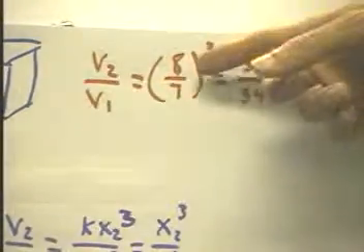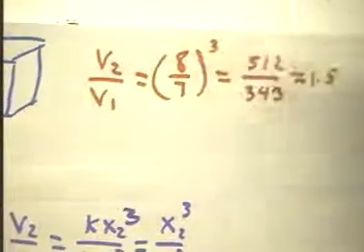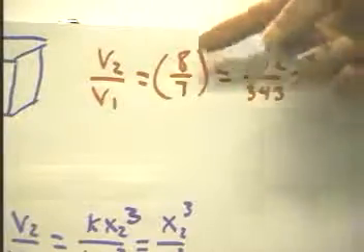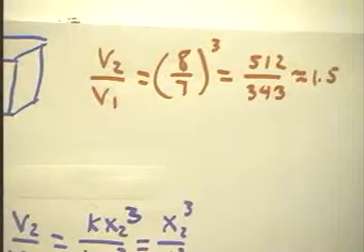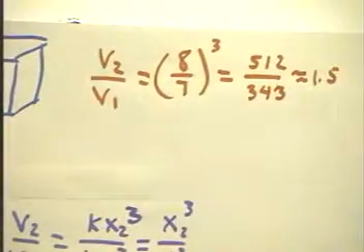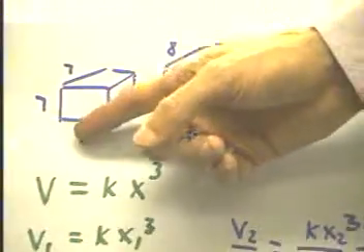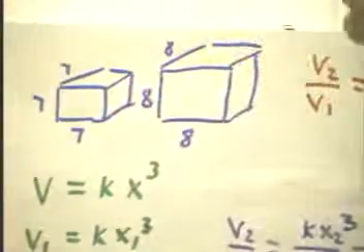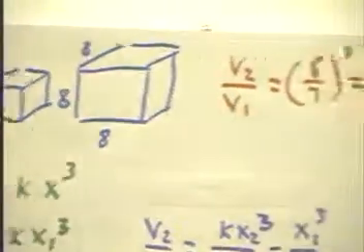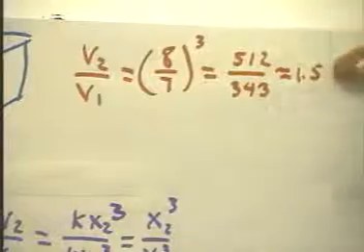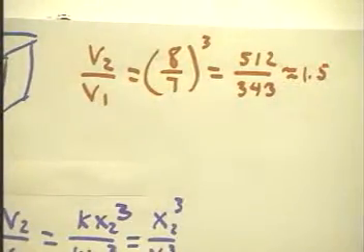with the cubes having sides 8 and 7, then V2 over V1 is going to be 8/7 cubed, which of course is 8 cubed over 7 cubed, 512 over 343, approximately 1.5. So that a small increase in the side from 7 to 8, that's only about a 14% increase in the length of a side, gives us 1.5 times the volume, or a 50% increase in volume. It's an important idea and an important concept.